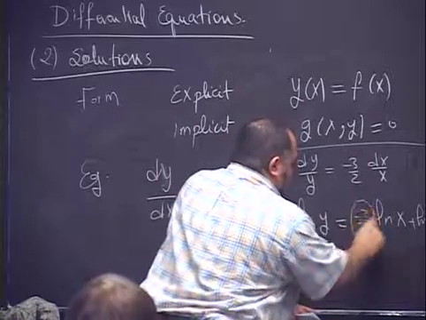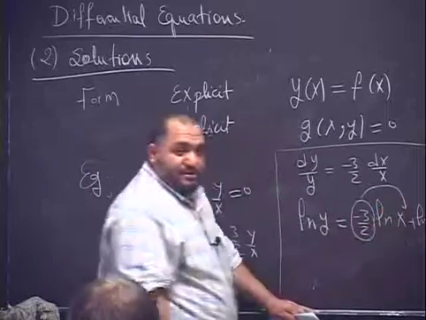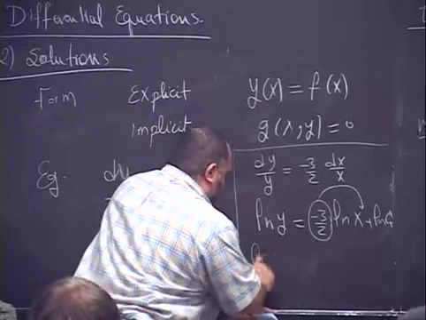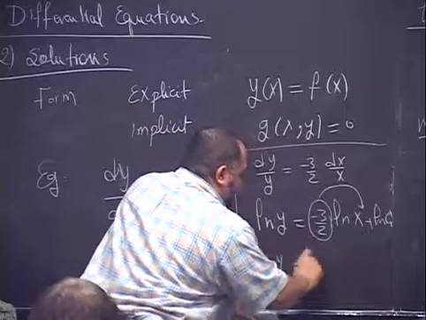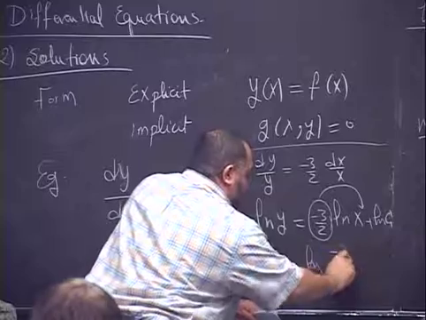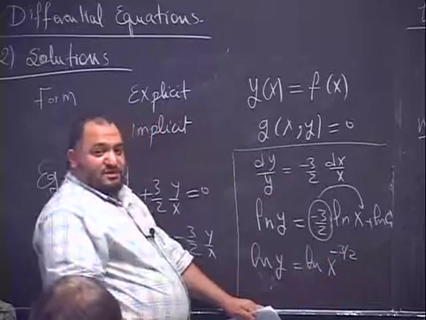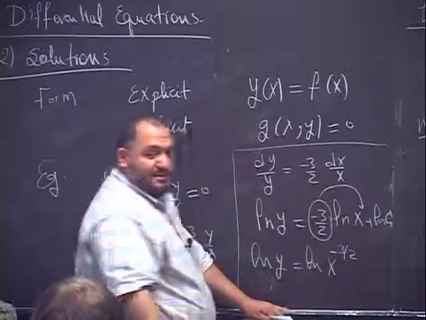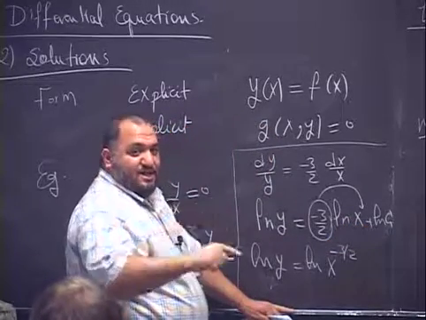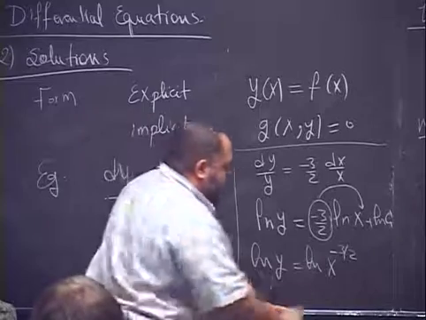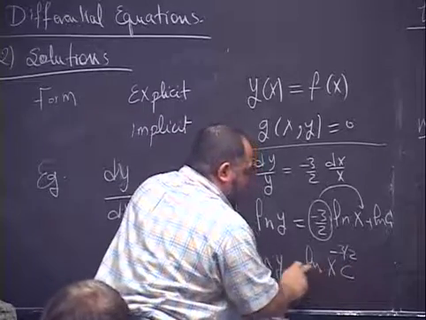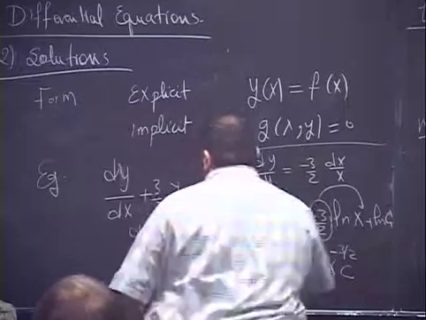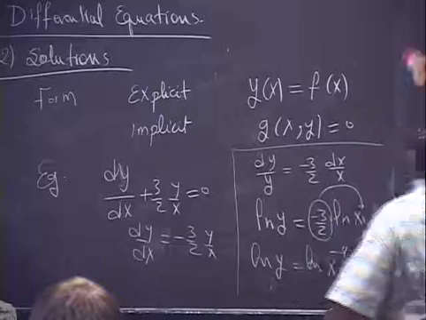Now I can bring this one up here, so it will be x to the power of minus 3 halves. So this will be ln y equal to ln x to the power of minus 3 halves. And if we have ln something plus ln something, it is the ln of the multiplication of the two things. So this will be the ln of c x to the power of minus 3 halves. And this will yield y equal to what?